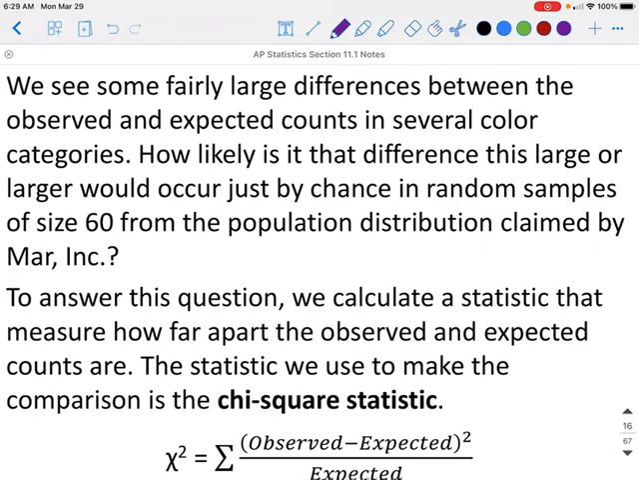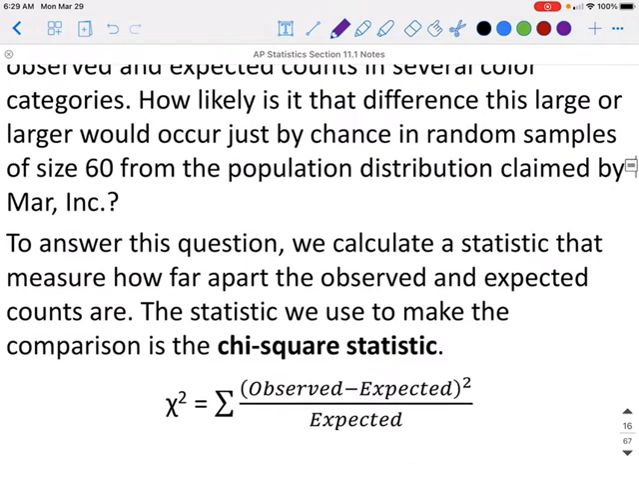How likely is it that a difference this large or larger would occur just by chance in random sampling of size 60 from the population distribution claimed by Mars Incorporated? To answer this question, we calculate a statistic that measures how far apart the observed and expected counts are. The statistic we use to make the comparison is called the Chi-Square Statistic.